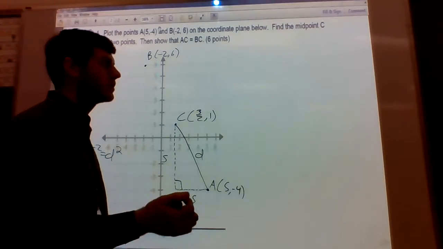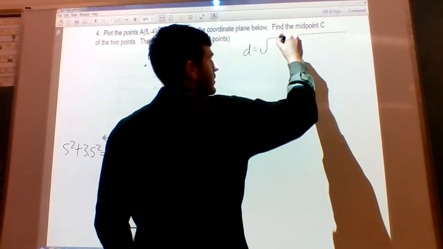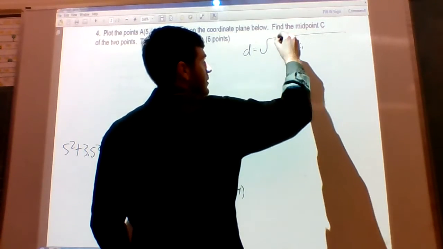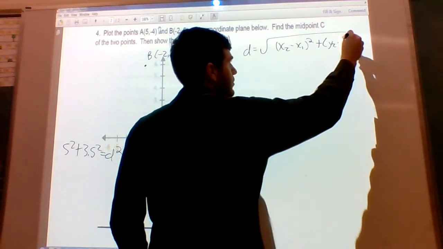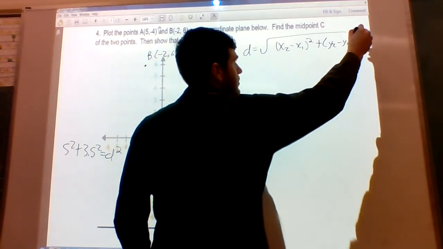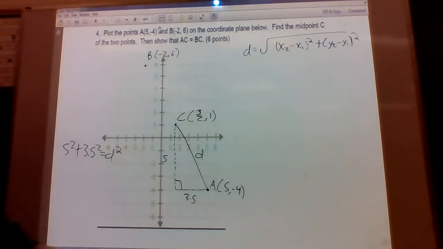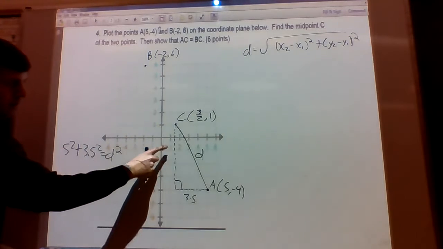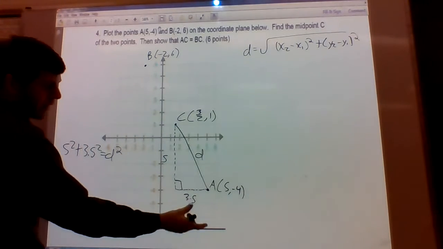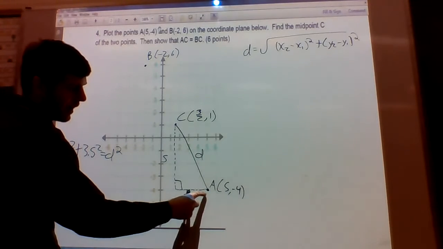Okay, but if we want to use the distance formula, we want to do the square root of x2 minus x1 squared plus y2 minus y1 squared. Right, where's that coming from? It's coming from right here. How did we get 5? We did the y values. Well, how did we get 3.5? We did x1 minus x2.